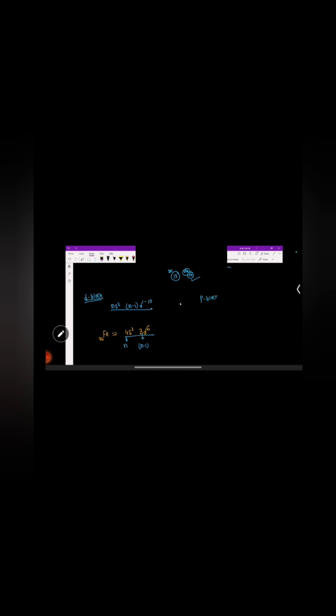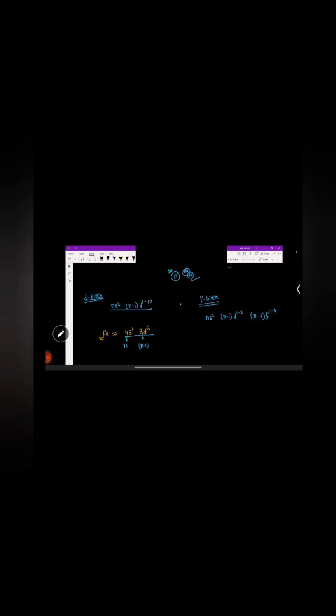Here it goes like ns2 (n-1)d1 to 2 and (n-2)f1 to 14. Now you can clearly understand, guys, F block can accommodate a total of 14 electrons. So as a result, we go for 1 to 14. Now why is it ns2, n minus 1, n minus 2? Why is it like that?